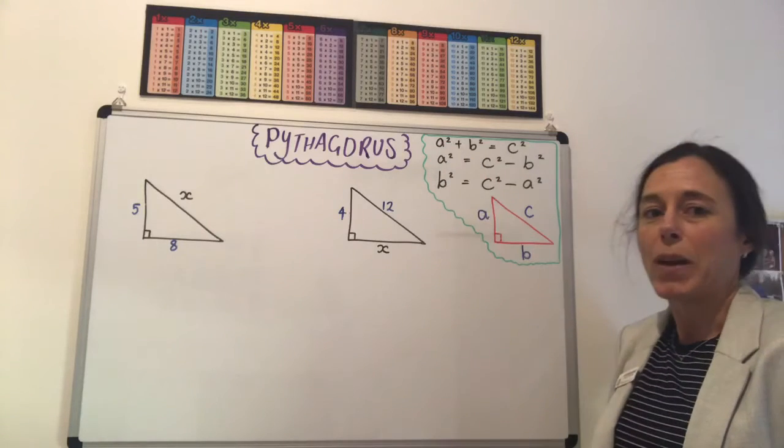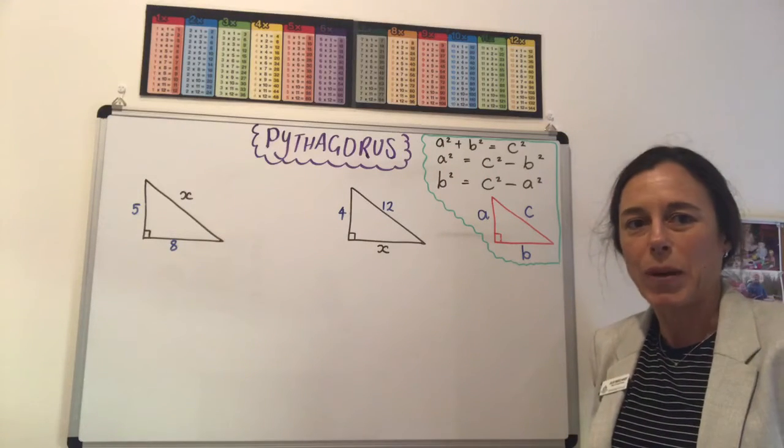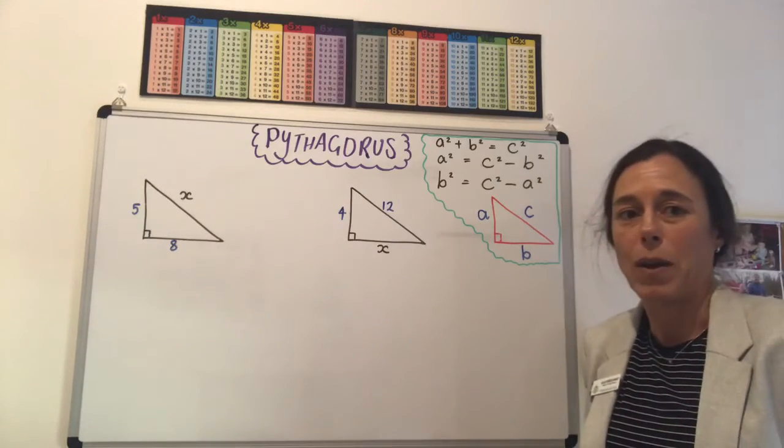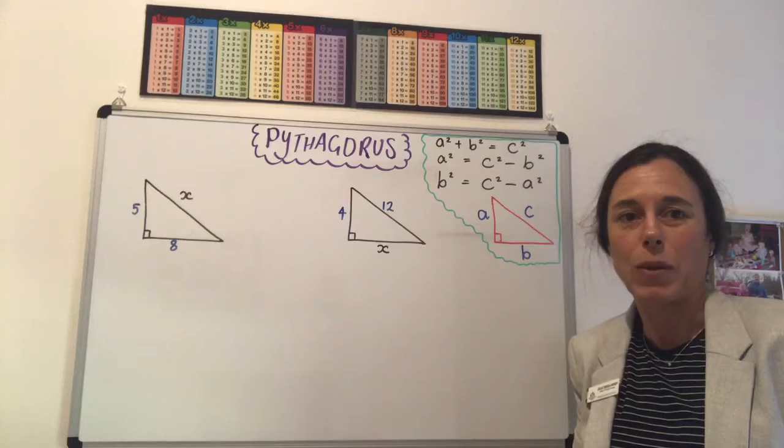The rule a squared plus b squared equals c squared is just rearranged to create the other two formulas, where we are finding a squared or b squared.